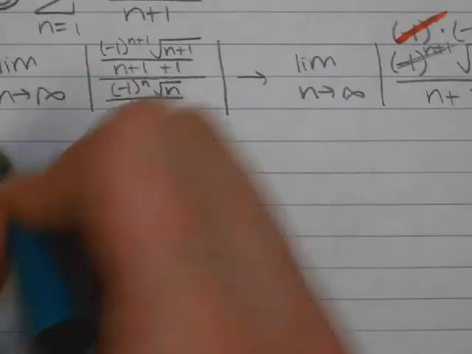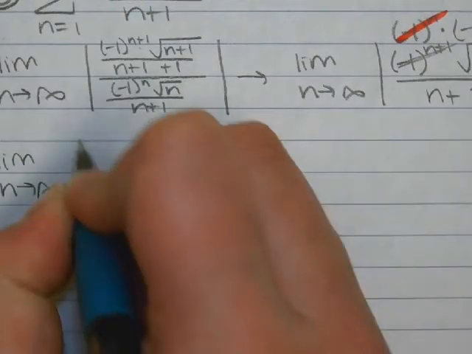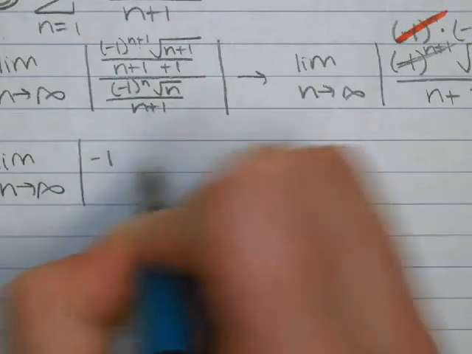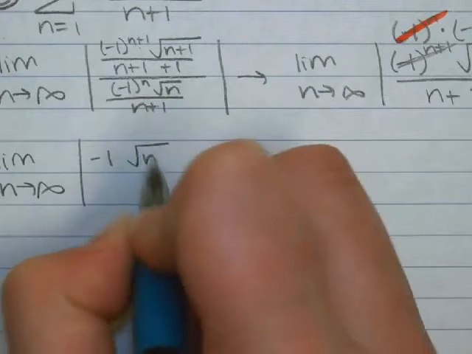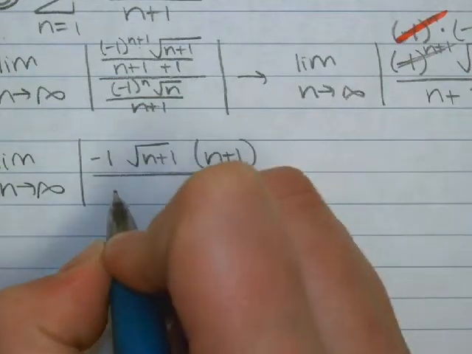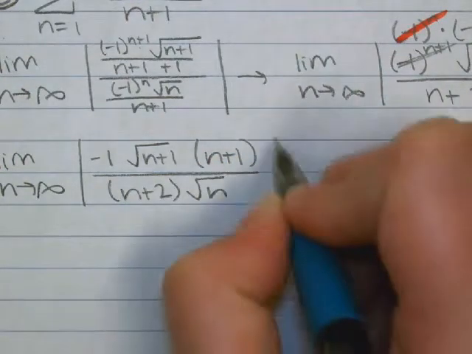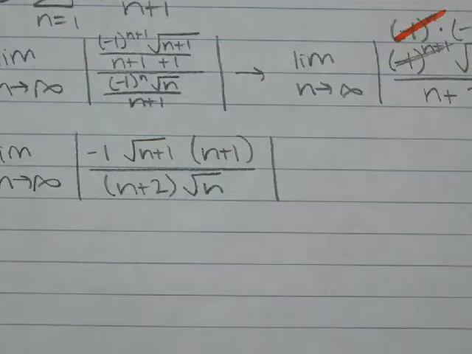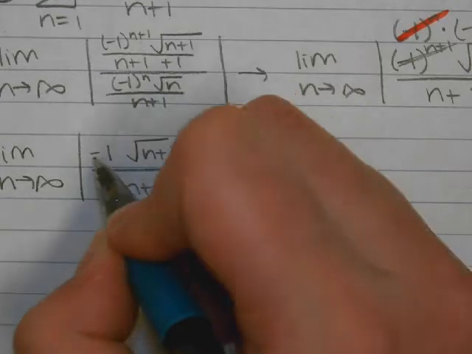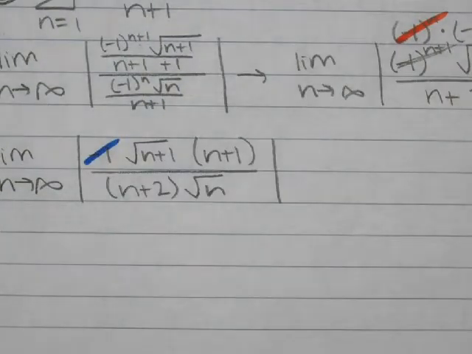So next I'm going to go ahead and say the limit as n goes to infinity. And on the top, I have the -1 and the square root of n plus 1 and the n plus 1. And then on the bottom, I have an n plus 2 and a square root of n. That's everything that's left. And if I look at this, the -1 in the front, it's an absolute value, so that's not going to do anything. So I can ignore that. So if you wanted to get rid of it in the beginning, that kind of makes more sense, I guess.